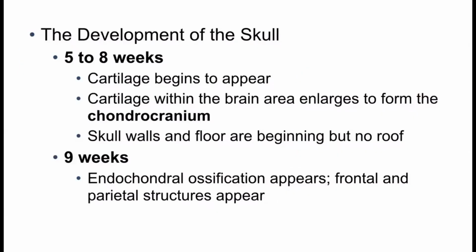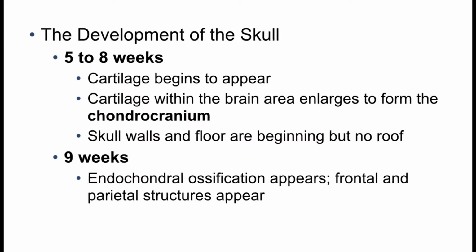Development of the skull. We talked about that a lot before. We talked about all the bones, and how the bones don't fuse in the skull, so the baby can fit through the birth canal and the skull can squish. At 5 to 8 weeks of skull development after fertilization, cartilage begins to appear. Cartilage enlarges the brain area to form the chondrocranium. The cranium forms as cartilage around the brain. Skull walls and floors are beginning, but no roof is attached yet.